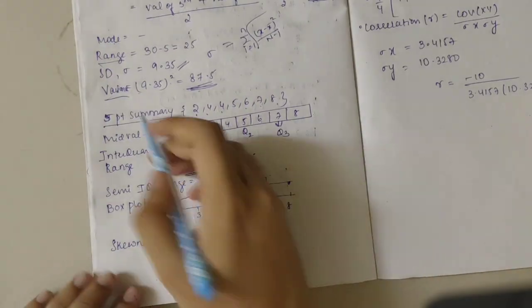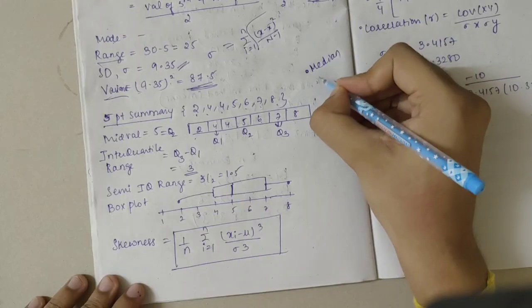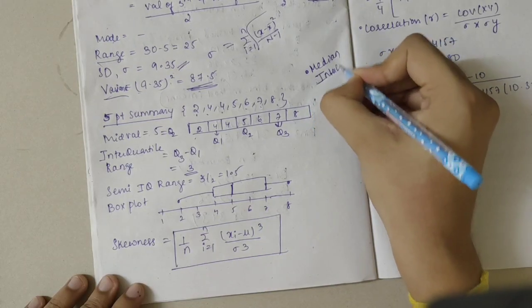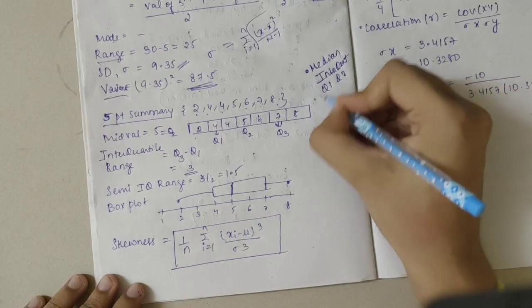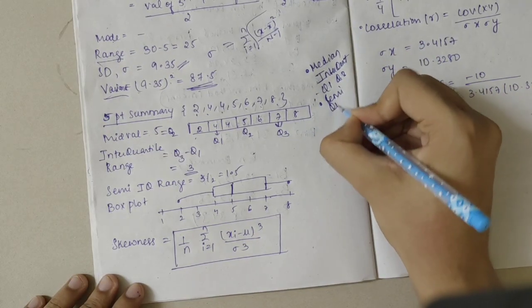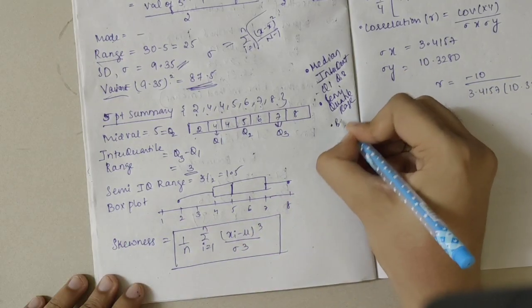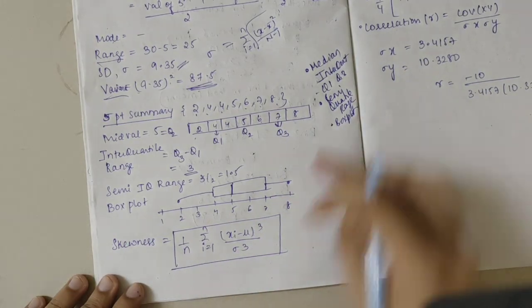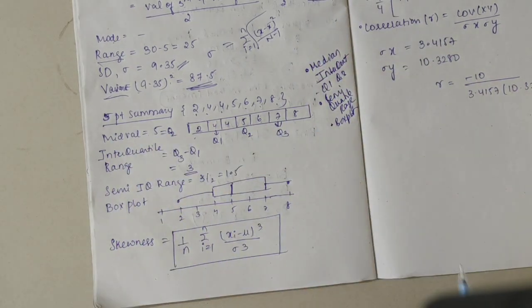Then we have the 5-point summary. The 5-point summary comprises of the median and then the interquartile range. In the interquartile range, I have Q1 and Q3, so Q1, Q2 and Q3. Then I have the semi-quartile range and then the box plot. So drawing and formulating all these would come under the 5-point summary.